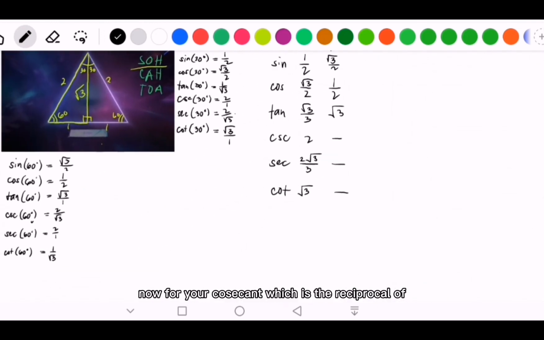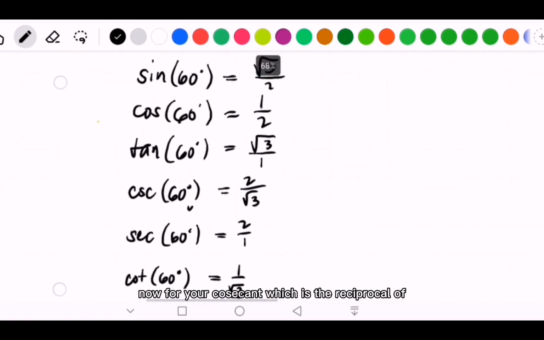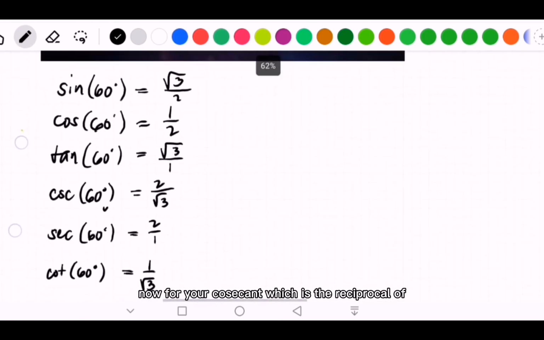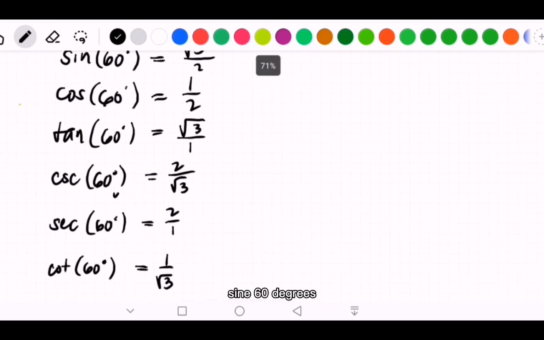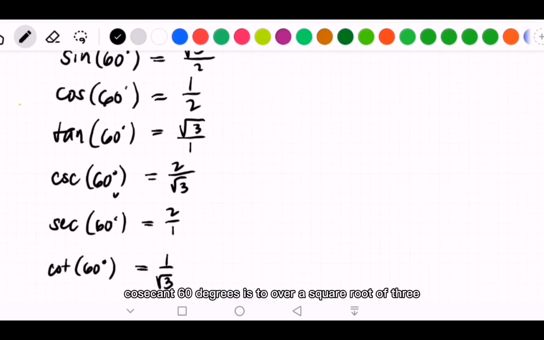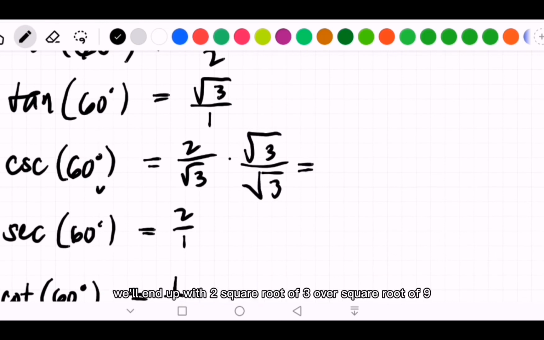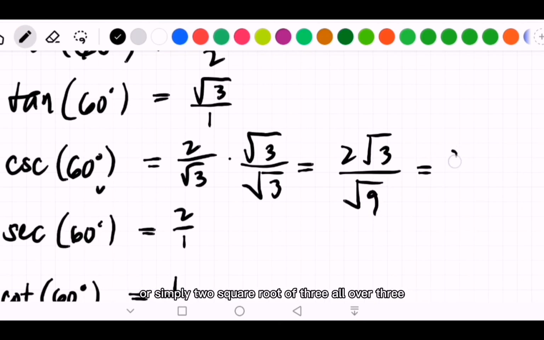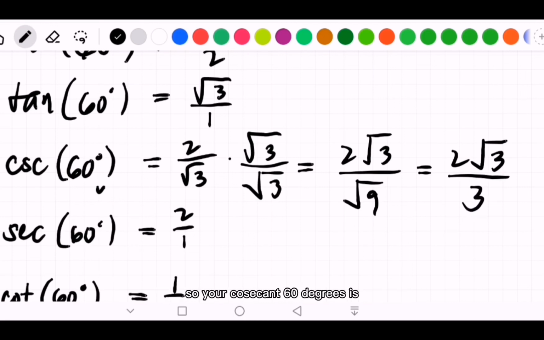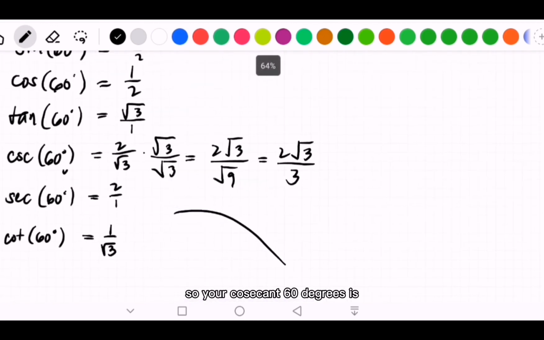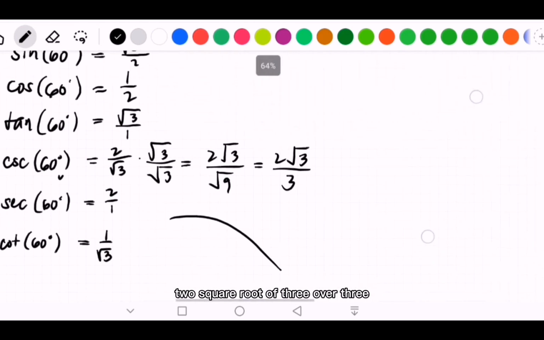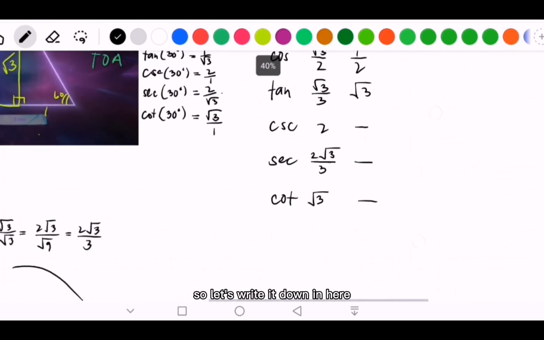Now, for your cosecant, which is the reciprocal of sine 60 degrees, cosecant of 60 degrees is 2 over square root of 3. So by rationalizing that, we'll end up with 2 square root of 3 over square root of 9, or simply 2 square root of 3 all over 3. So your cosecant of 60 degrees is 2 square root of 3 over 3. So let us write it down in here.